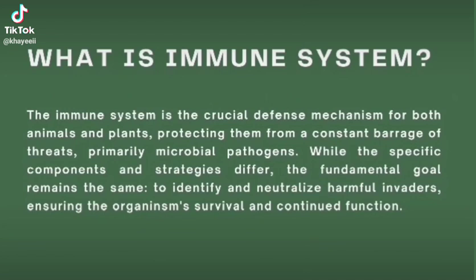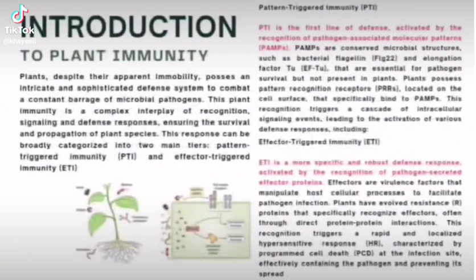So basically, the immune system is responsible for fighting off foreign invaders in animal and plant bodies. For example, viruses, pathogens, and other microorganisms that are not welcome in an organism's body.